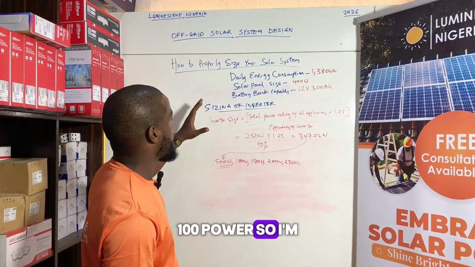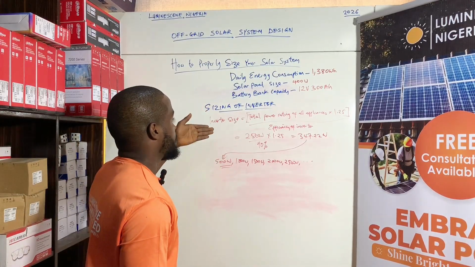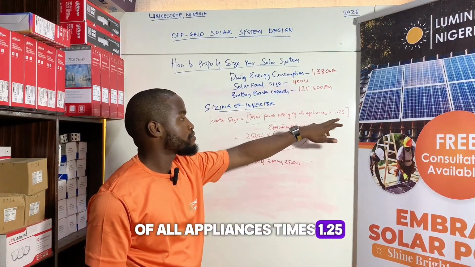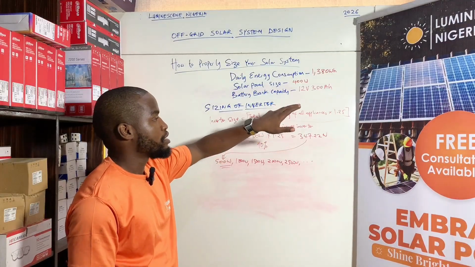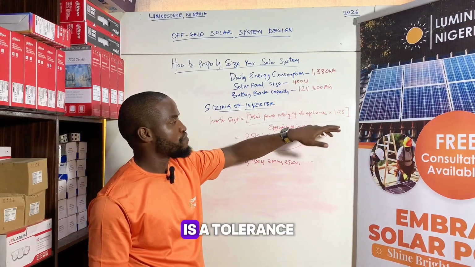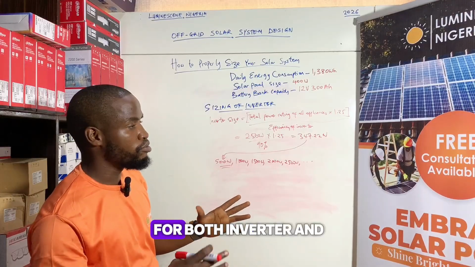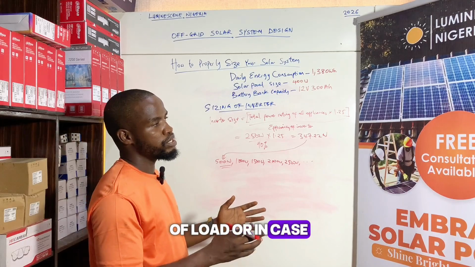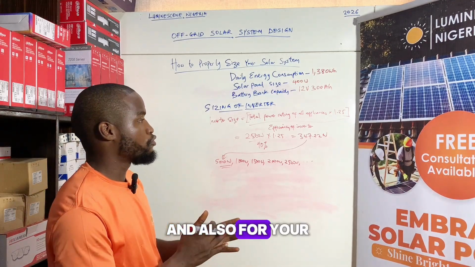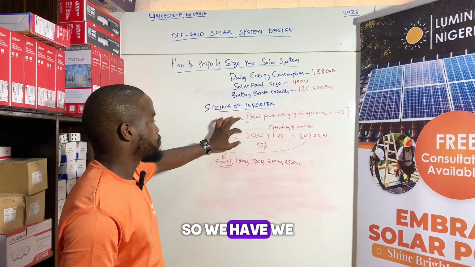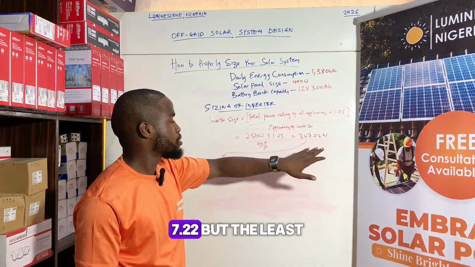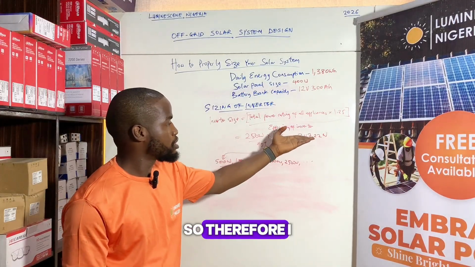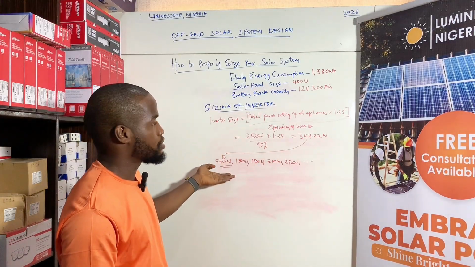So I'm going to recap all over again. Inverter size is total power rating of all appliances times 1.25 over efficiency of inverter. I said that 1.25 is the tolerance for both inverter and your load, in case there's change of load, and also for your inverter's health. So we have done the calculation. We have 347.22, but the least inverter size is 500 watts. So therefore, inverter size is 500 watts. I hope that's very explainable.